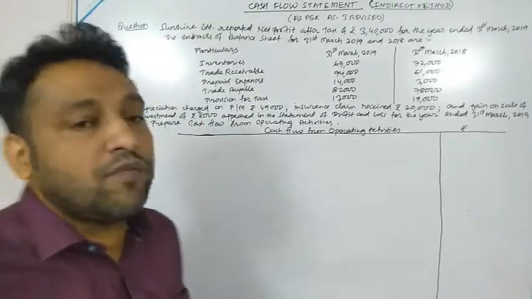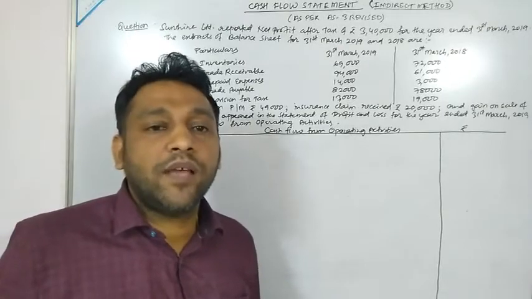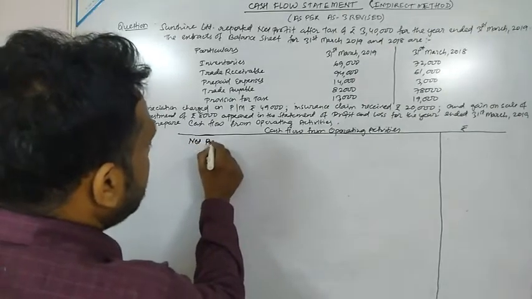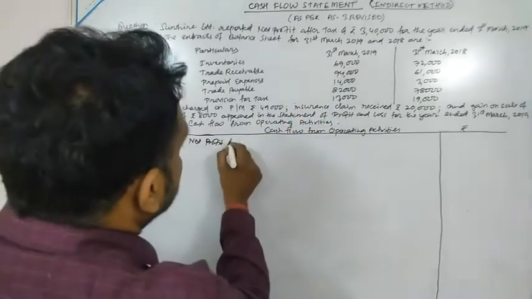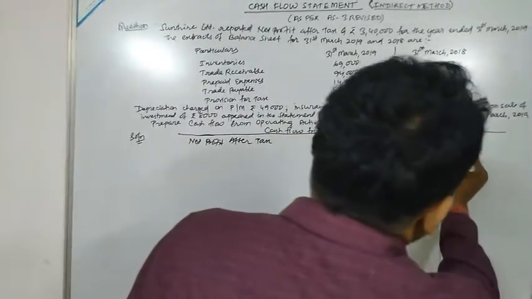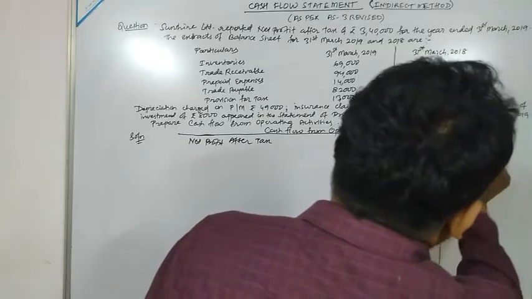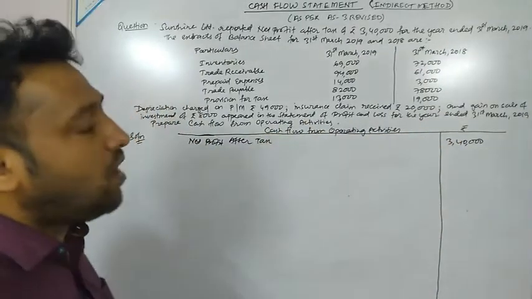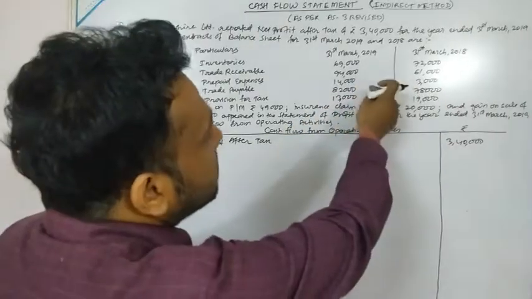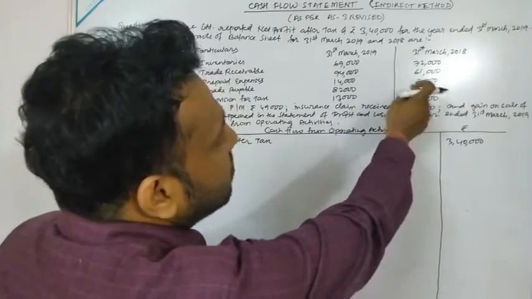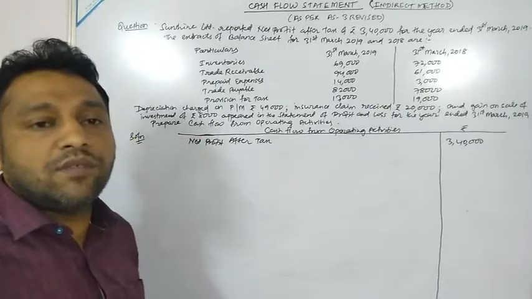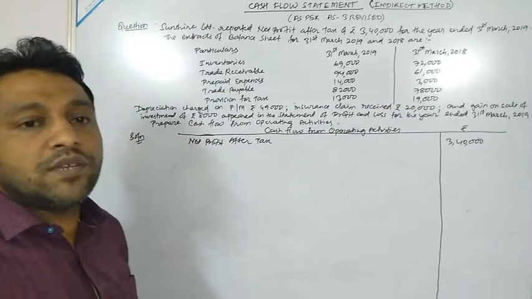First of all, what we have to calculate is net profit before tax and extraordinary items. Net profit after tax has been given as 3,40,000. In this we have to add the provision for taxation. Remember, provision for taxation for two years has been given, 2019 and 2018. 2018 would be considered the previous year and 2019 the current year. So always remember, current year provision for taxation is to be added.